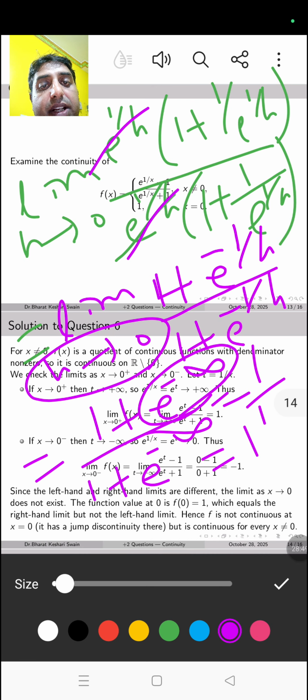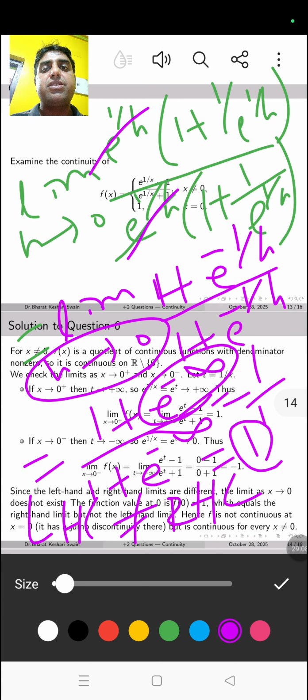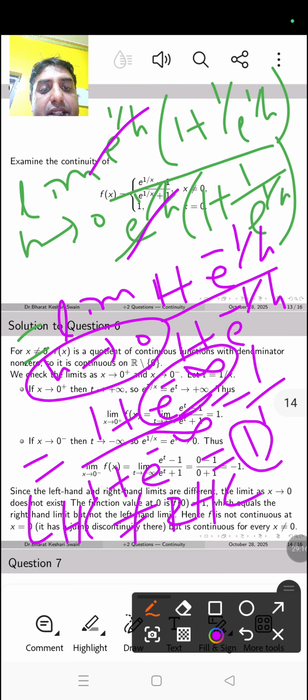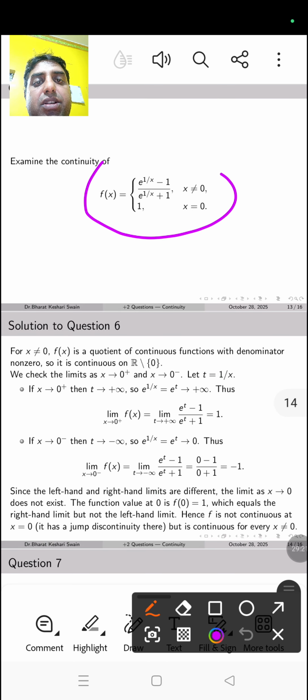So your left hand limit was minus 1, and your right hand limit, as we found, is 1. That's why left hand limit is not equal to right hand limit. So limit does not exist. So if limit does not exist, therefore your function is discontinuous. So the given question, your function is discontinuous.